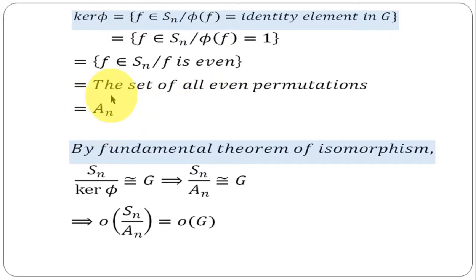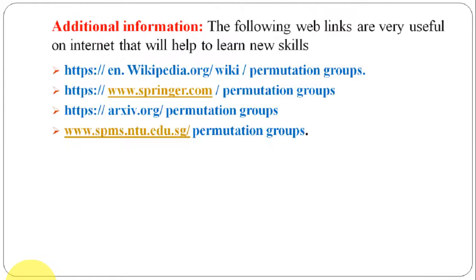This is the alternating group. So by using the fundamental theorem of isomorphism, Sn by kernel phi is isomorphic to G. So therefore Sn by kernel phi, which is An, is isomorphic to G. Therefore the order of Sn by An is equal to the order of G. The order of G is equal to 2, which implies order of Sn by order of An is equal to 2. The order of Sn is n factorial. So therefore the order of An is equal to n factorial by 2.